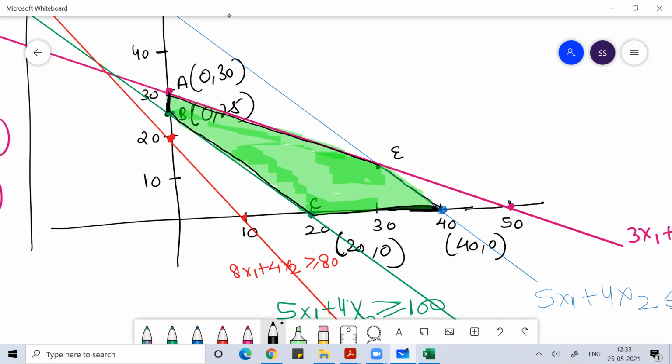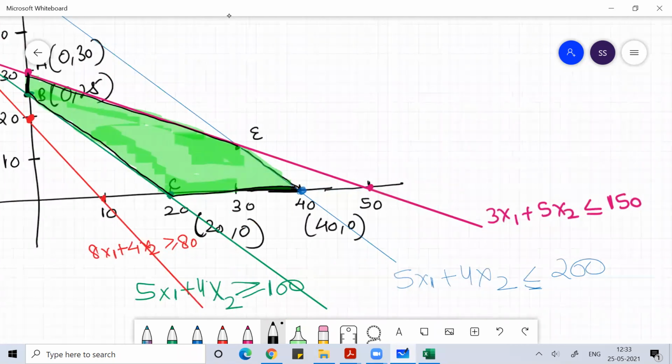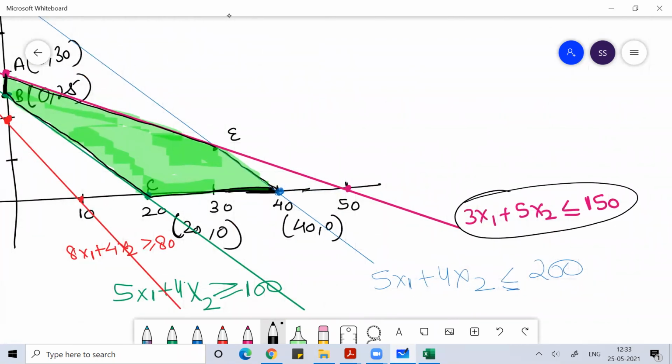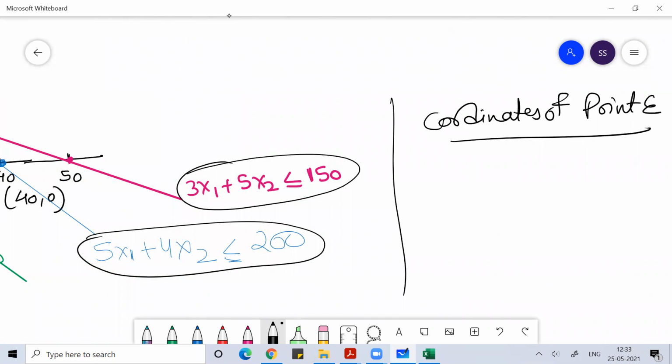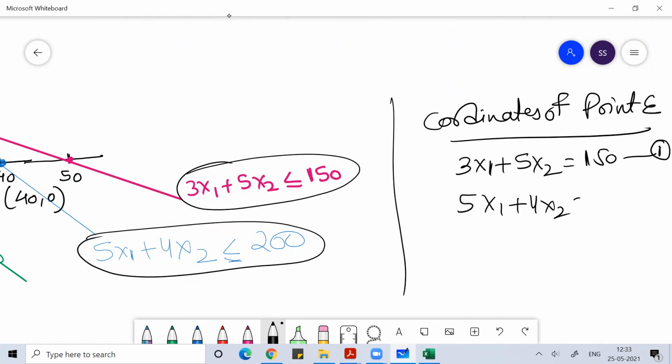E is the intersection between which two lines? Point E is the intersection of this line and this line. I'll solve these to find the coordinates of point E. 3x1 plus 5x2 is equal to 150. Suppose this is equation 1, and 5x1 plus 4x2 is equal to 200. Suppose this is equation 2.